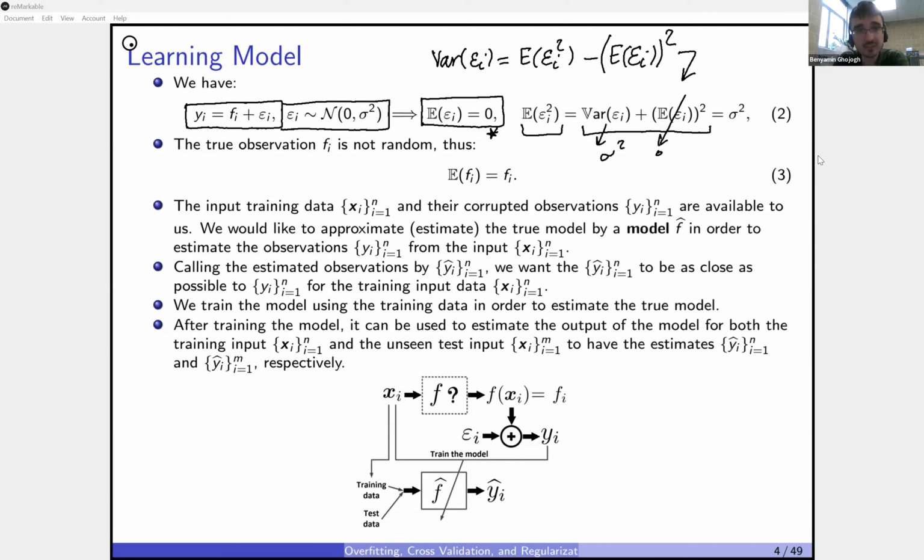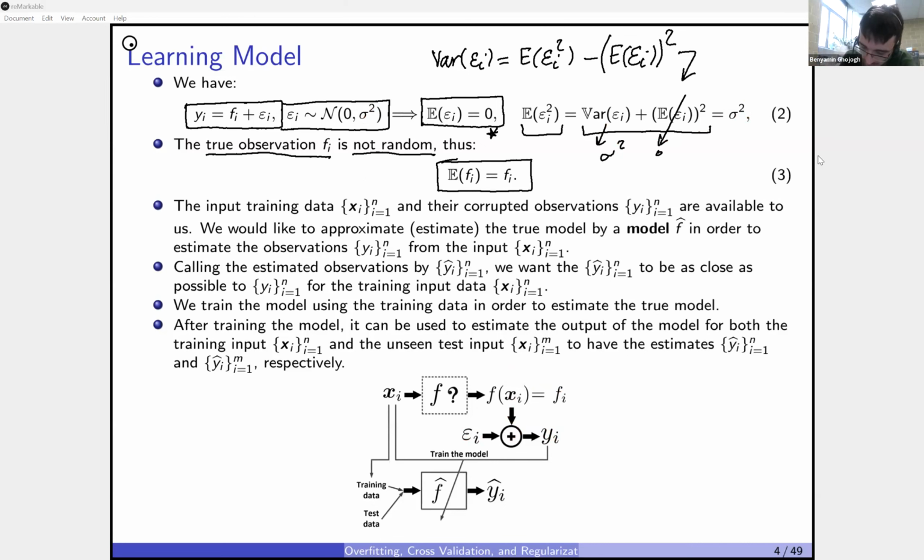Okay. And the true observation fi also is not random. It is not random, we know, because randomness comes here as an additive noise, and it appears in yi. It is not in fi. So the expectation of fi equals fi because it's not random.